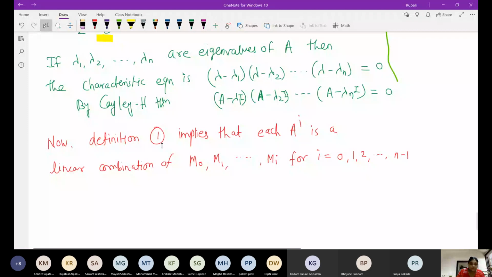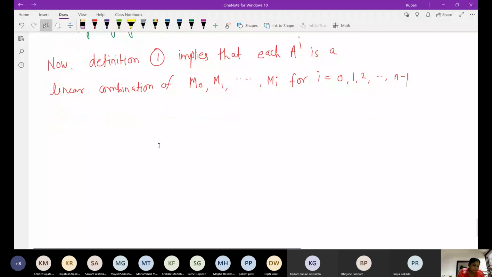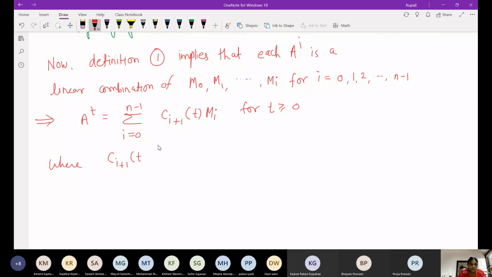And therefore, this implies A raised to t can be written as the summation over i equal to 0 to n minus 1 of c sub i plus 1 of t times Mi, for t greater than or equal to 0, where c sub i plus 1 of t are to be determined.